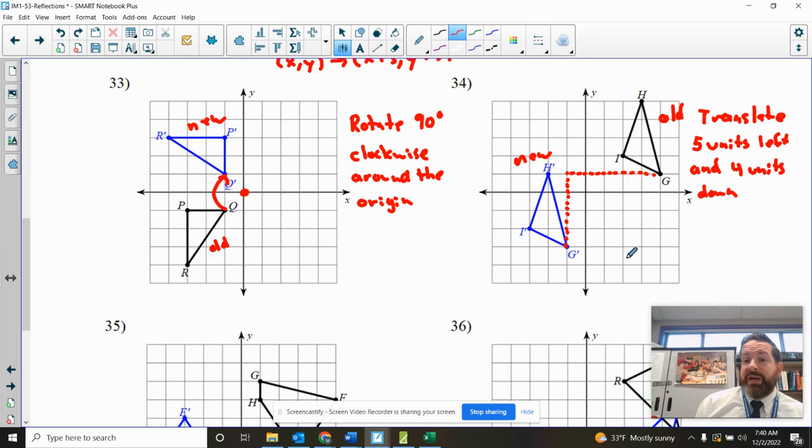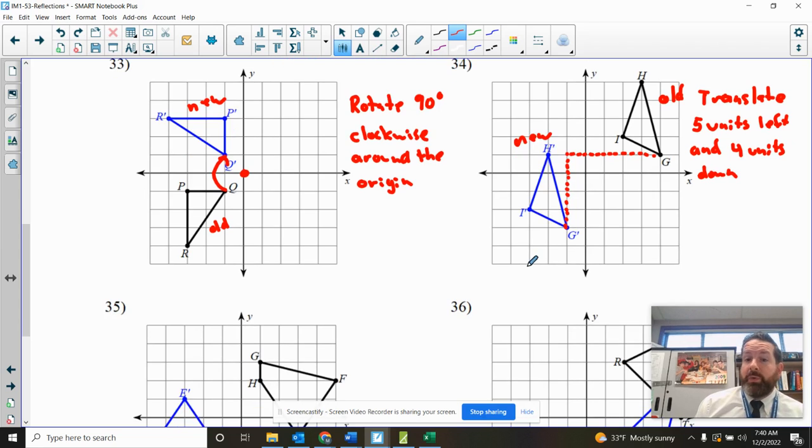There it is in words. You could also describe it using the arrow notation if you wanted to. Arrow notation would look like this. Start with x, y, and your arrow. We're going to move 5 units to the left. That's an x minus 5. And 4 units down. That's a y minus 4.